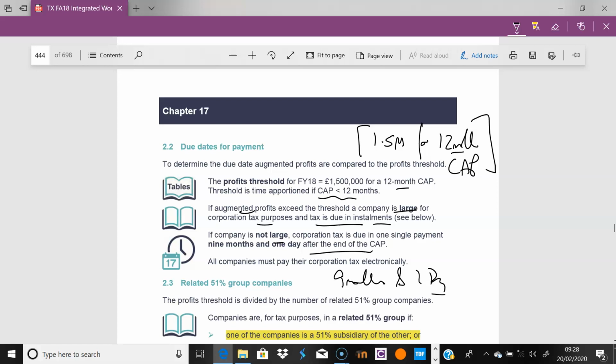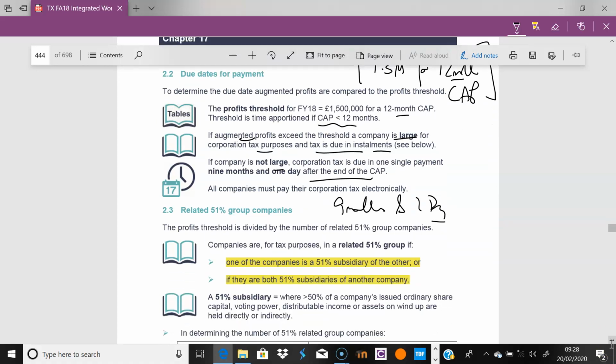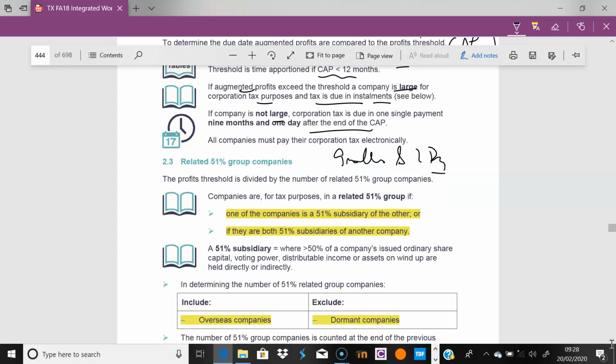Taxes paid electronically. So yes, that's the first thing. In terms of defining this threshold, there are a number of little rules that you will hopefully come to see. For tax purposes, we need to find out how many associated companies we have. So how many related 51% group companies are involved here? It must be greater than 50%, which is 51%.